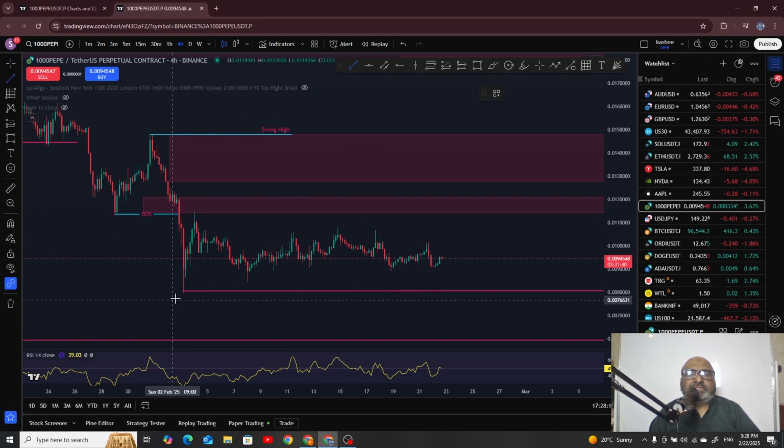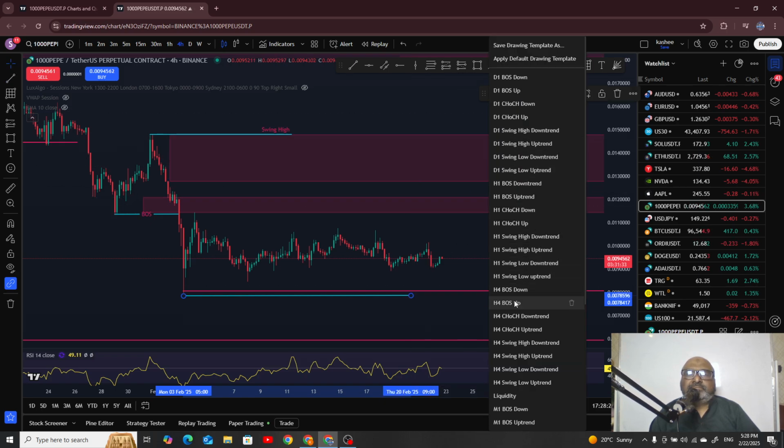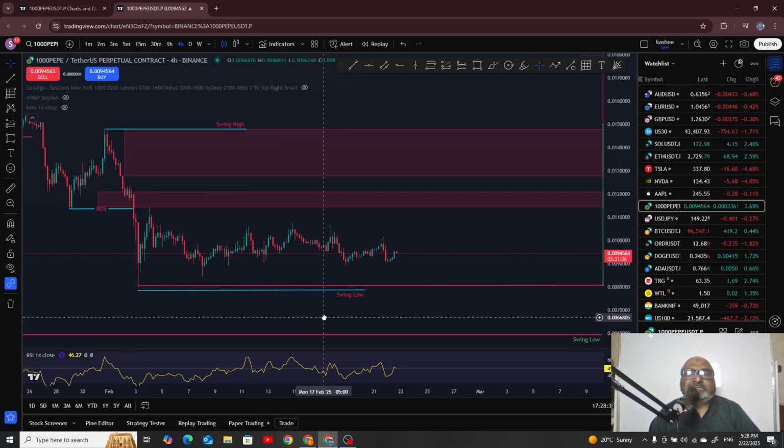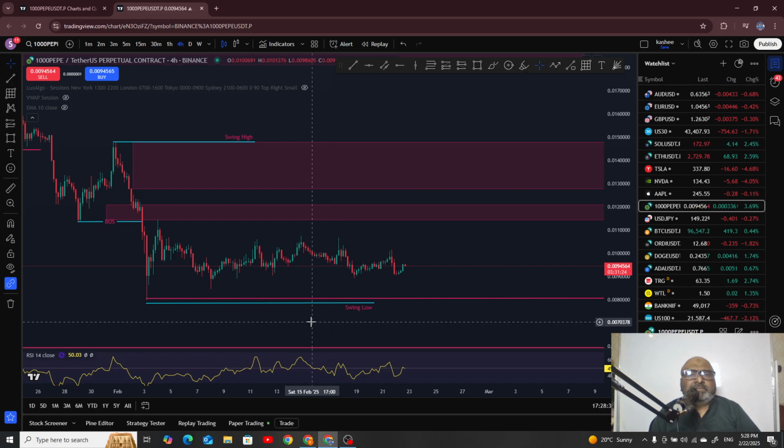And this is H4 swing low for the downtrend. Okay. All right. So you can see the market has touched this place, this region, and then reversed. Now we have a lot of liquidity here. Liquidity here.